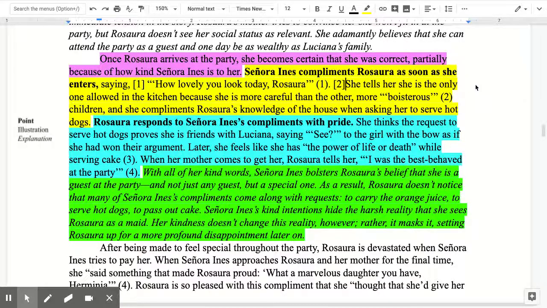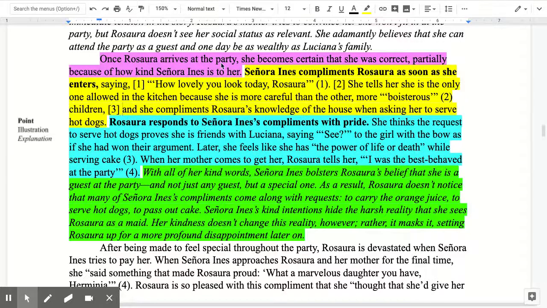And then I'm listing 2 more examples of Senora Ines complimenting her, being kind to her. So she tells her she's the only one allowed in the kitchen because she is more careful than the other, more boisterous children. And she compliments Rosara's knowledge of the house when asking her to serve hot dogs, right? So all of these 3 illustrations are showing these compliments.